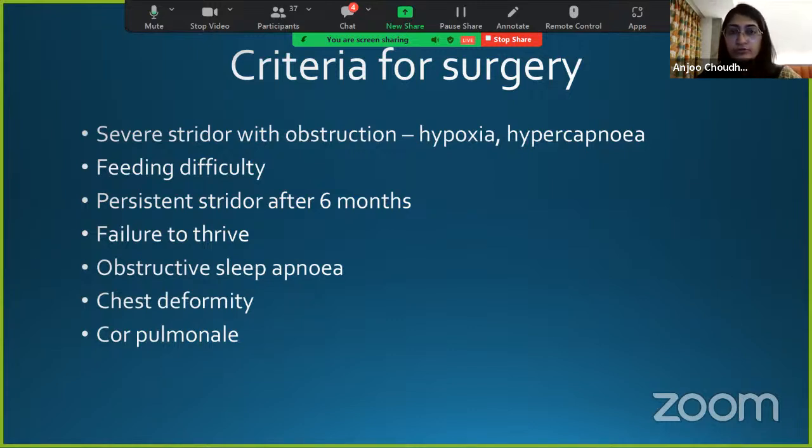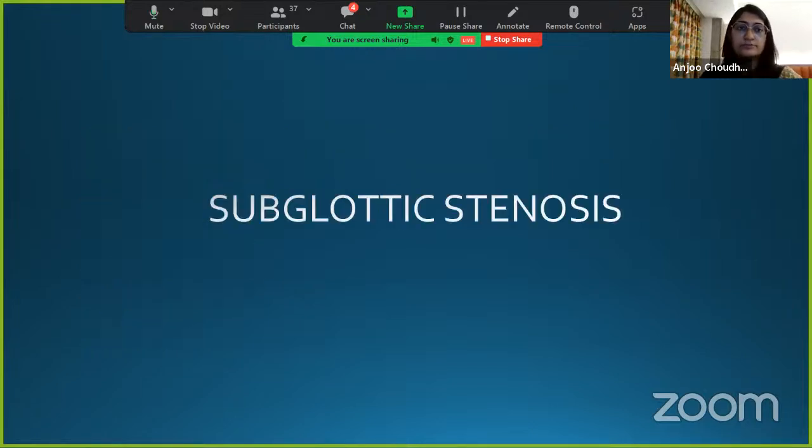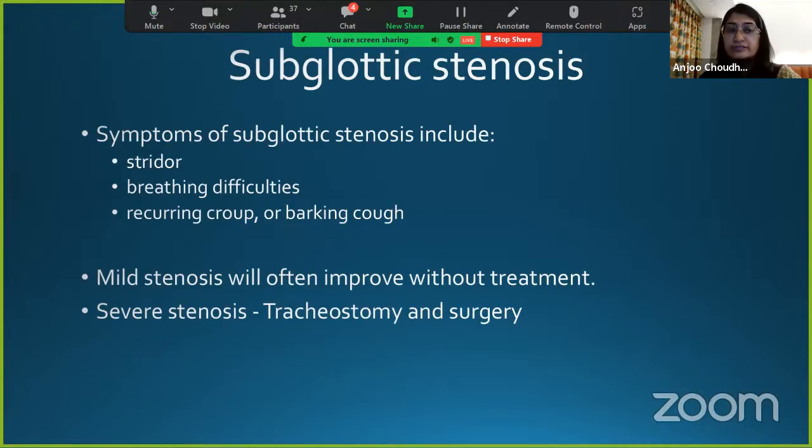The second most common cause of stridor in a neonatal period is subglottic stenosis. So the symptoms usually are stridor, breathing difficulties. Sometimes they also present with recurrent croup or barking cough, and at times we have seen that they are being treated like asthmatic patients because every time they have an attack of URI, the steroids would work on them, the nebulizations would work on them. But I would like to give one example of such a case.